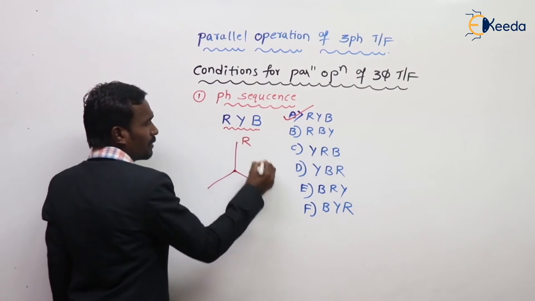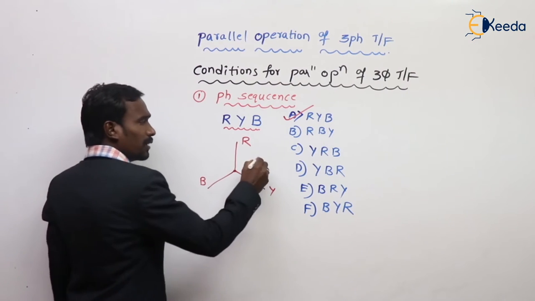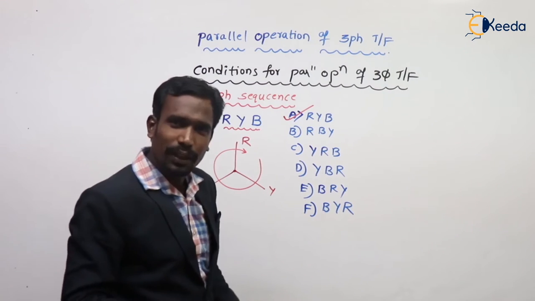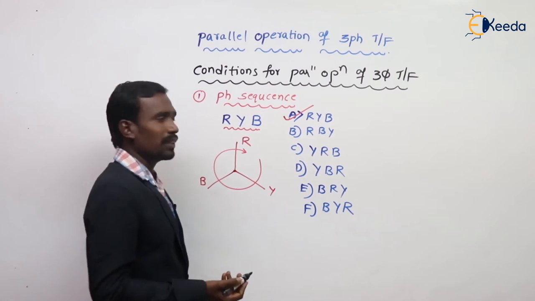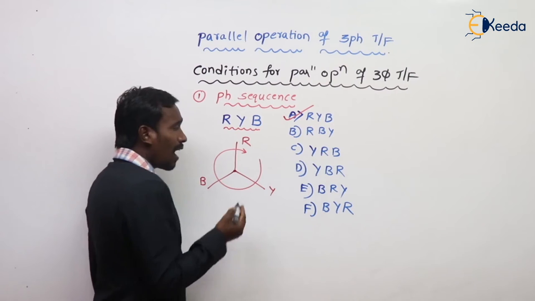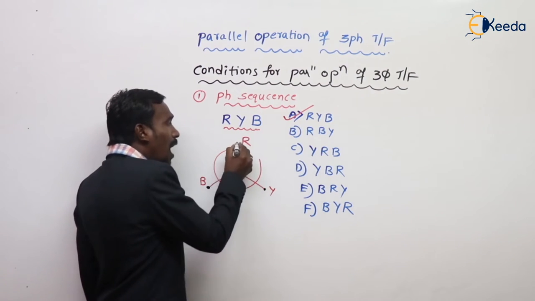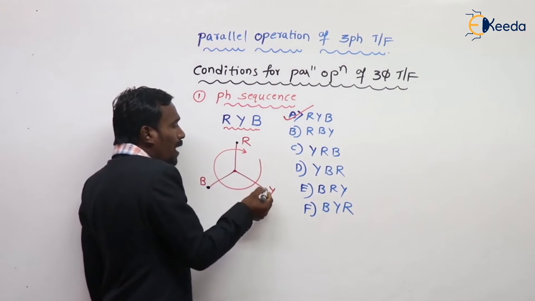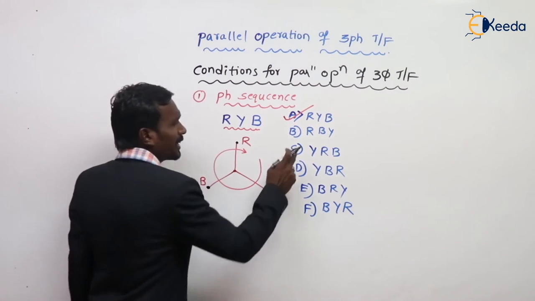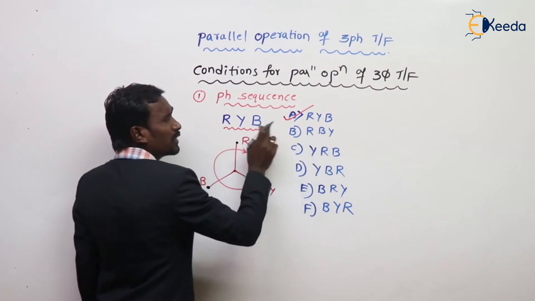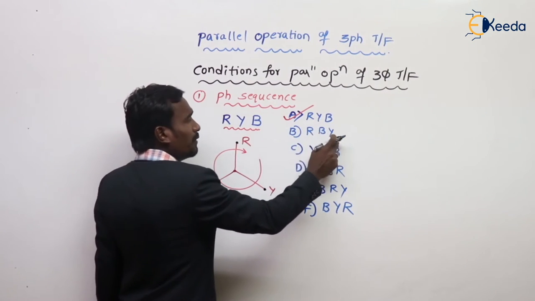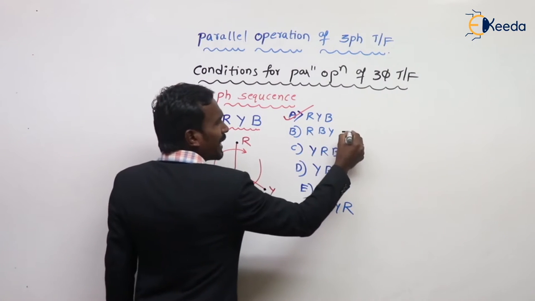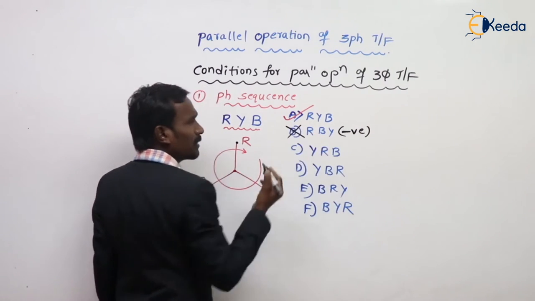For example, the first phase sequence is RYB, nothing but the clockwise direction. This is the actual phase sequence of our transformer. Then what is the phase sequence of the next transformer? RYB is the correct answer. RYB also is the correct answer. I'll check it here. For example, check this, RBY. Is this the positive sequence or negative sequence? This is a negative sequence. This is a 100% wrong answer.